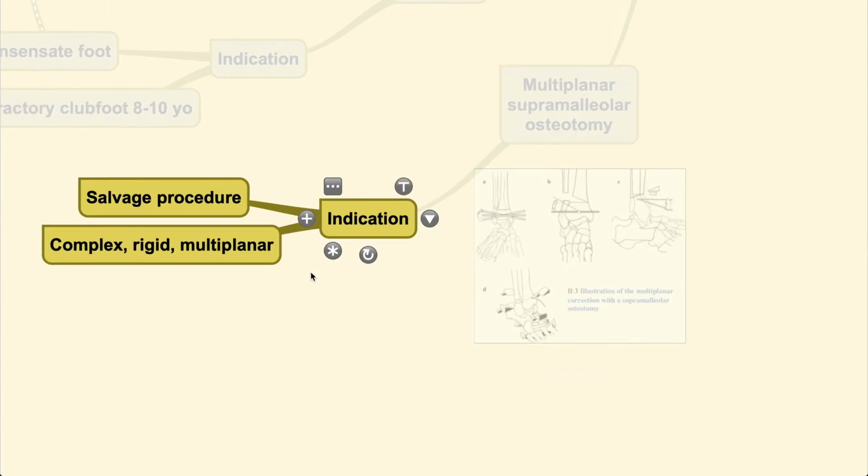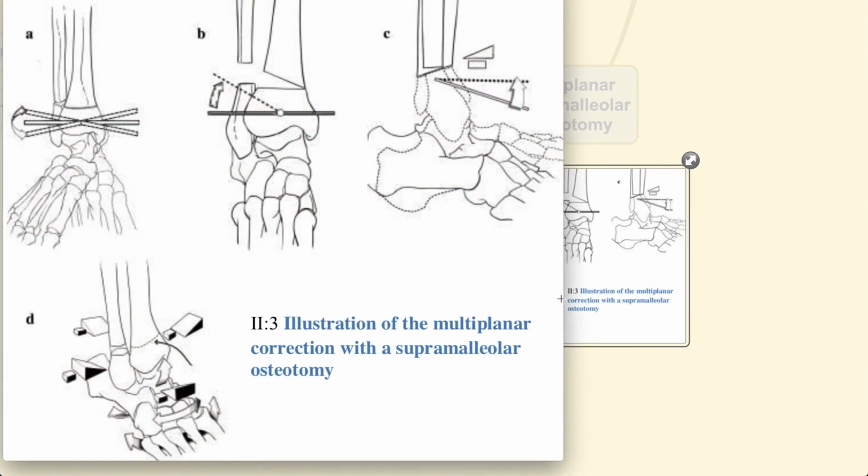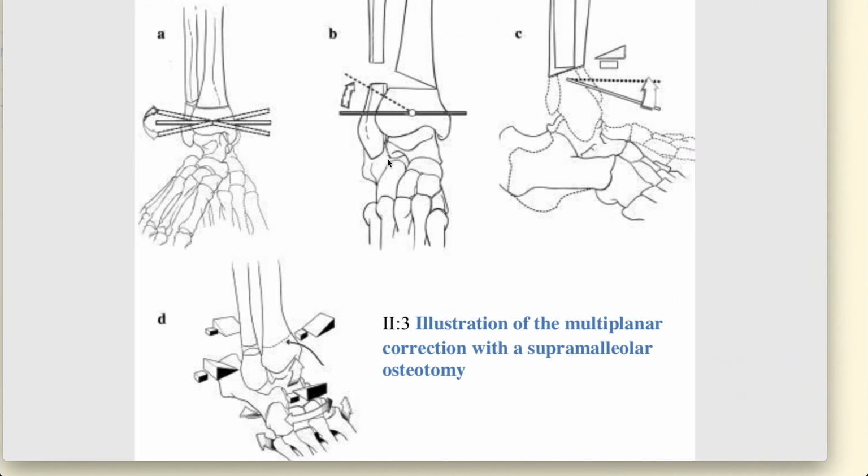Now, there are other techniques such as the multiplanar supramalleolar osteotomy. These are considered a salvage procedure, and it is done in complex cases that are rigid, and it allows multiplanar correction of the whole clubfoot by removing different wedges of bone from different areas of the bone.